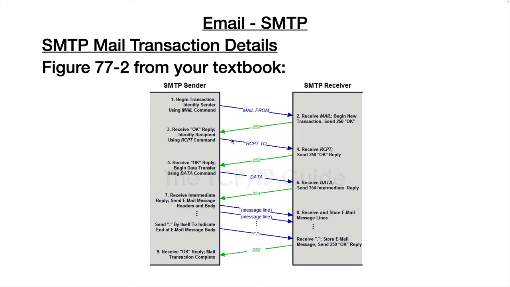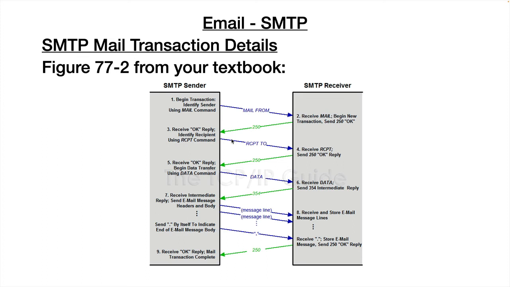Then the sender is going to turn around and say RCPT TO, and then give the email address of who the email is going to. If the server or the receiver is happy with that, it's going to say 250 OK again. And then the sender is going to send the DATA command, which says, okay, I'm going to send you the data of the email, which would be the email headers and the email body. And then it's going to come back and reply and say, okay, I'm ready.